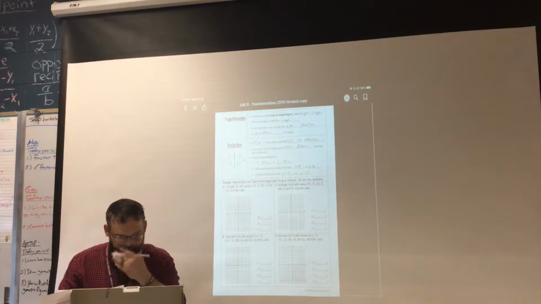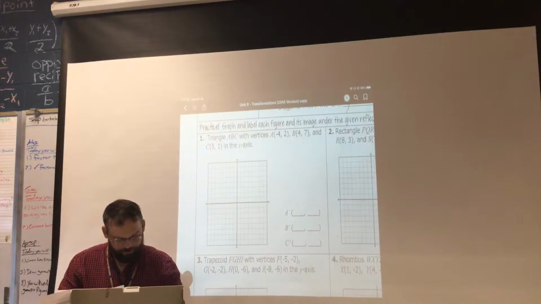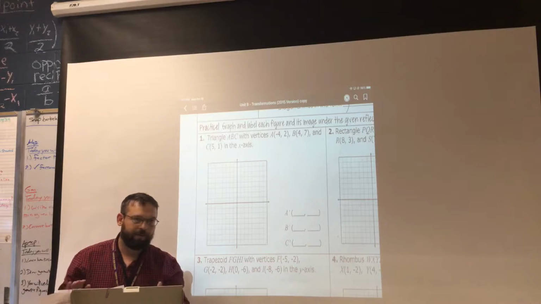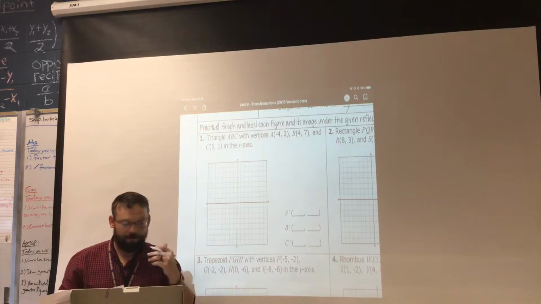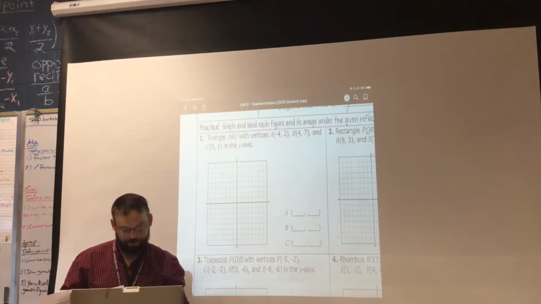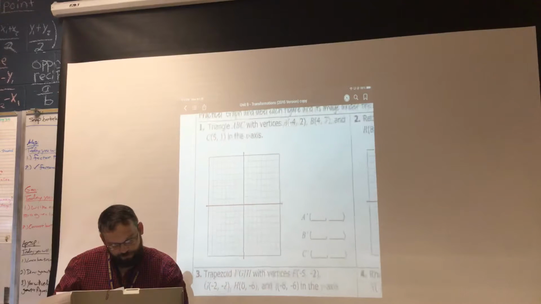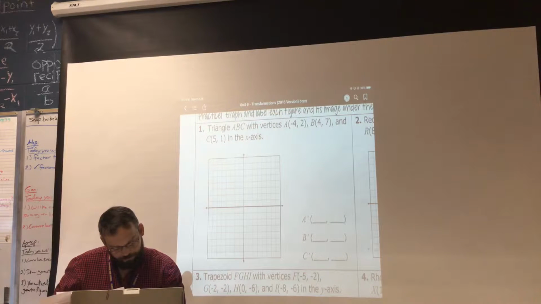So when we look here, let's start with this example. I'm going to work a couple of these out, and then I'm going to turn it over to you and let you try the rest of them. A triangle ABC has vertices at (-4, 2), (1, 2), and (3, 4).